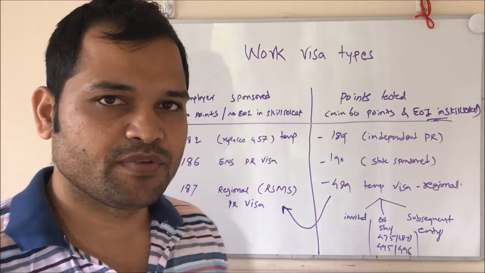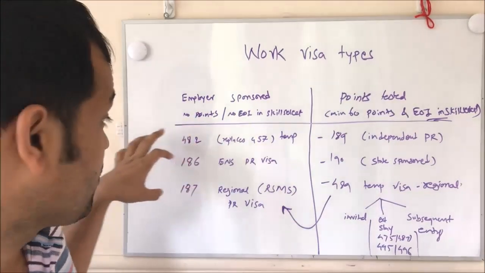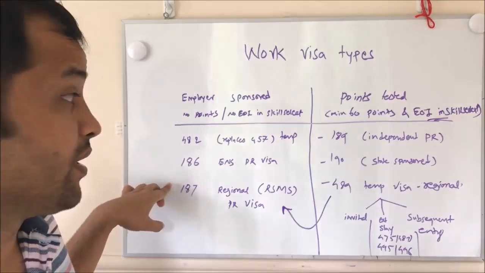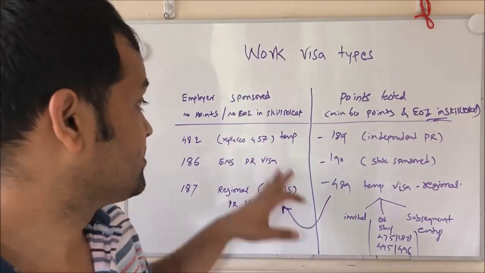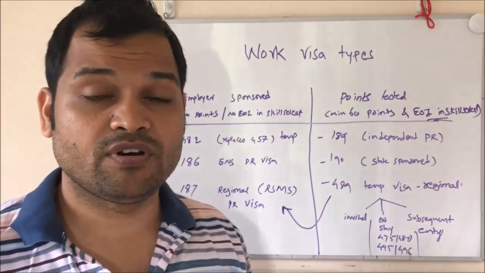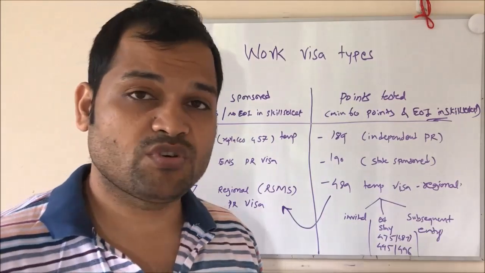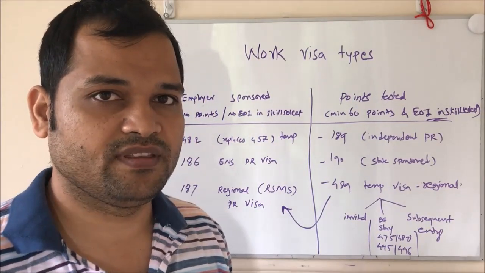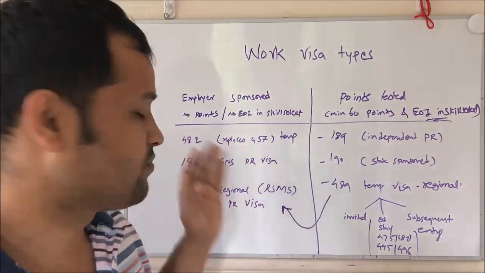Now we will see what is the difference between these individual visas. In employer sponsorship visas, we have got 482, 186 and 187. 482 is a temporary visa. It is not a permanent resident visa. It's a temporary visa, and recently they have replaced 457 with this 482. When I came to Australia, I came on a 457 visa, and then they abolished or cancelled this visa 457. Now they have introduced this 482 visa.